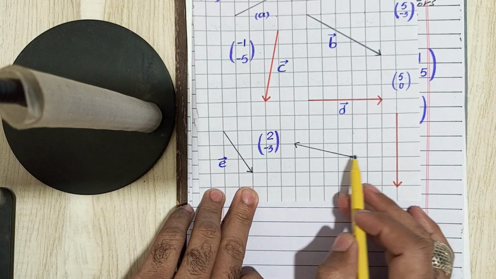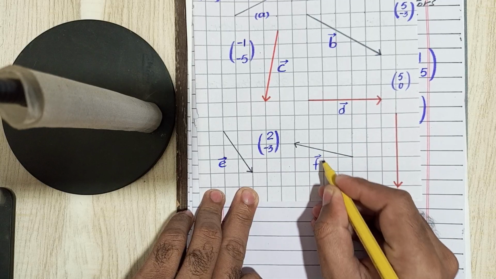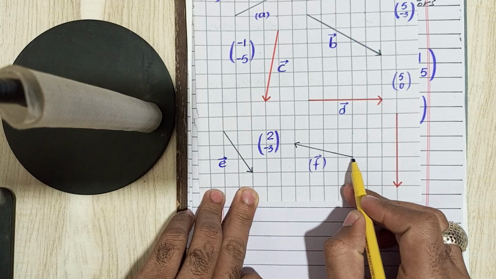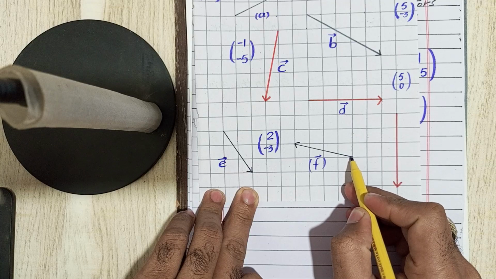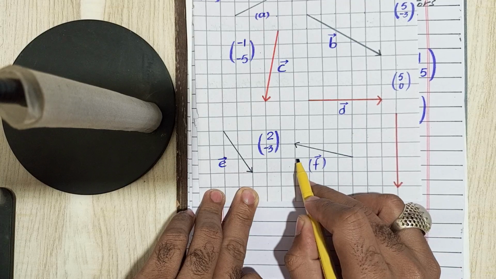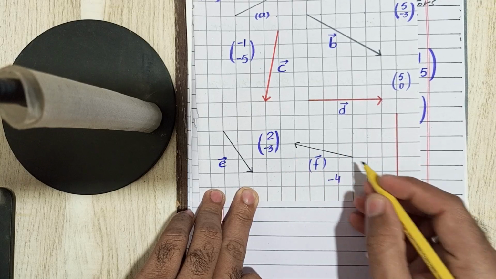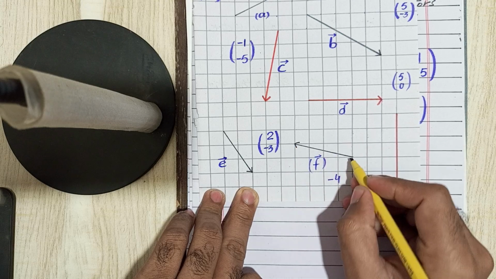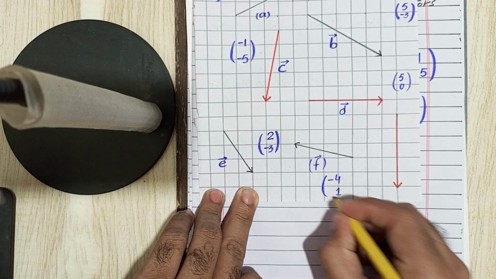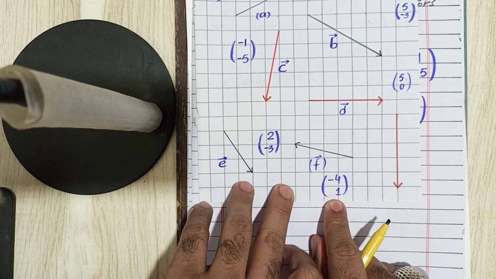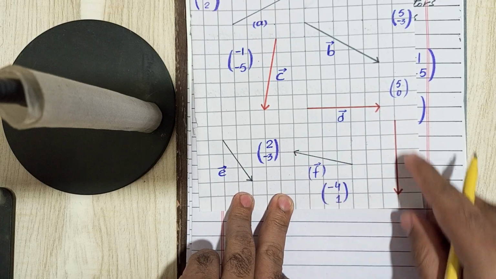And next one we have this vector f. For vector f, we start from right to left, 1, 2, 3, 4. So here we have minus 4, and we move only upward 1 unit, like this. So here we have positive 1. So this is our answer. This represents the column vector for this f vector.